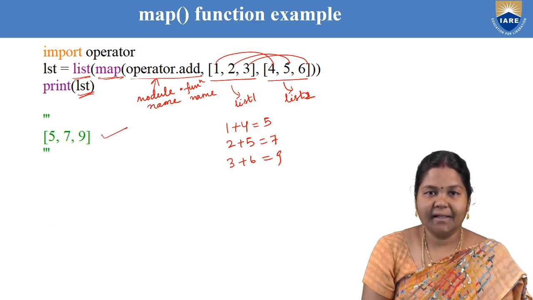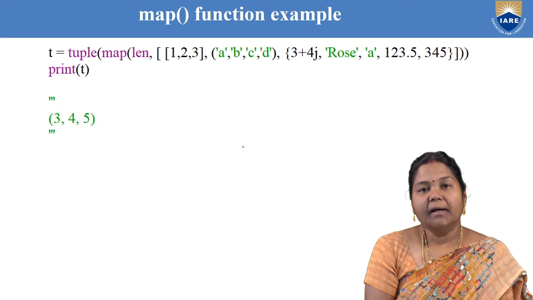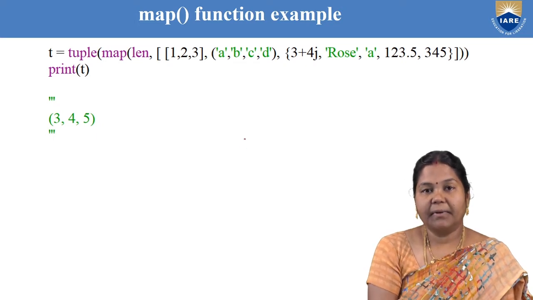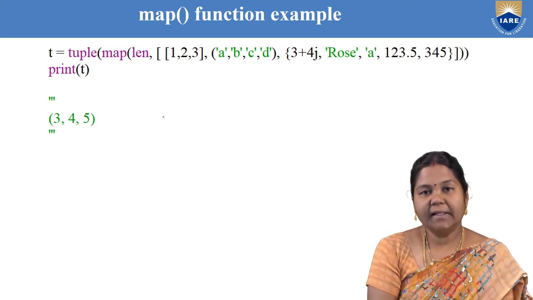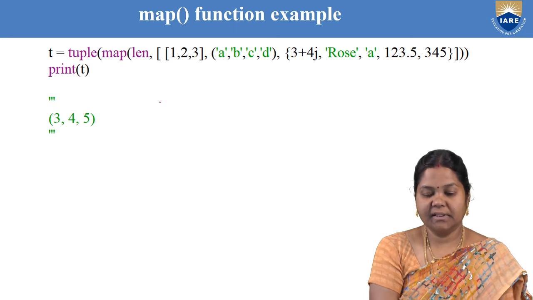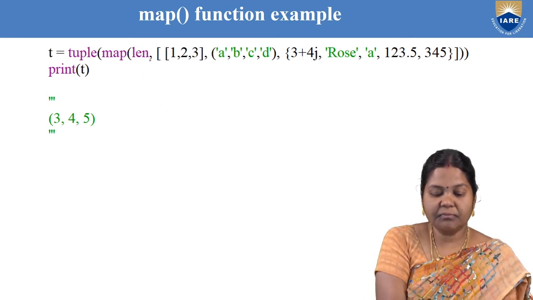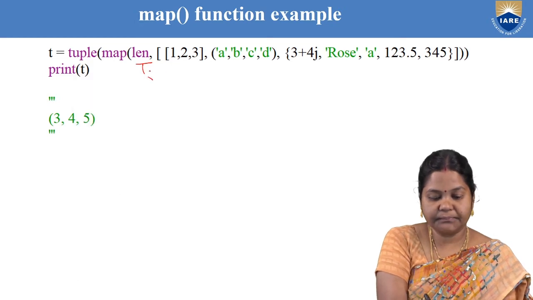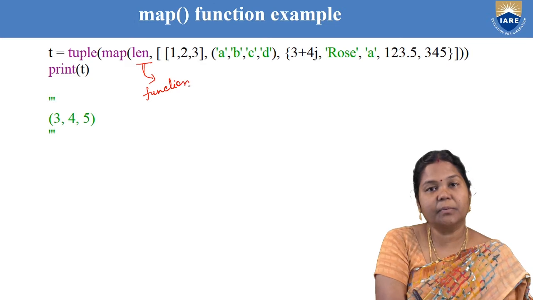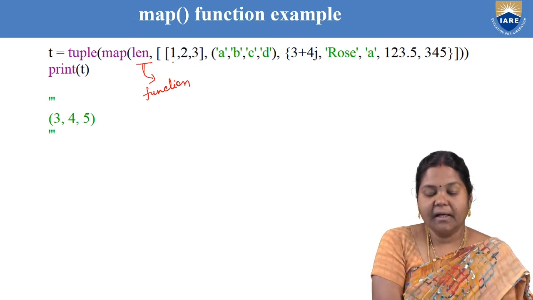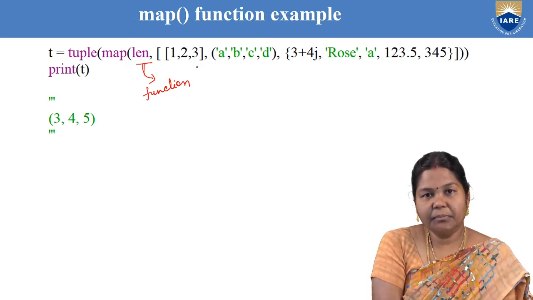Now let us see another example. In this example we want to find out the length of different sequences or collections we have taken. So here our function is to find out the length. In the map function, the first argument must be a function. Then we have taken multiple iterables.